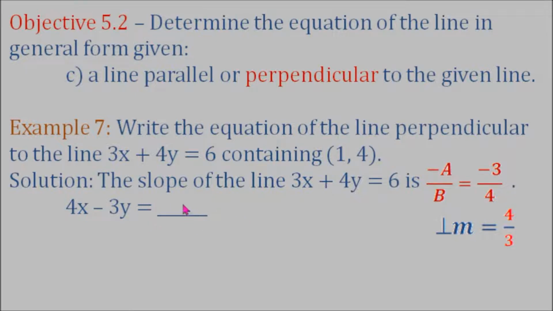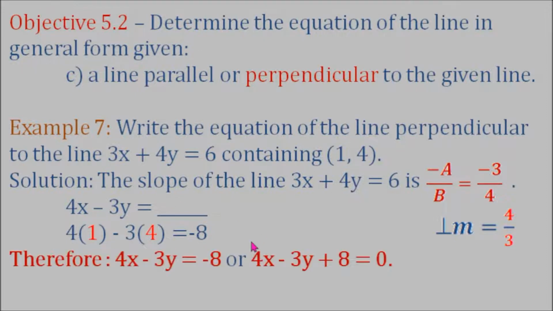How are we going to find the c? We will again use this pair here, (1, 4). So 1 is the value of x and 4 is the value of y. Substituting these numbers into our equation, we have 4 times 1 minus 3 times 4. And this gives us negative 8. So our c here is negative 8. So our equation is 4x minus 3y equals negative 8. And writing this in general form, we have 4x minus 3y plus 8 equals 0.